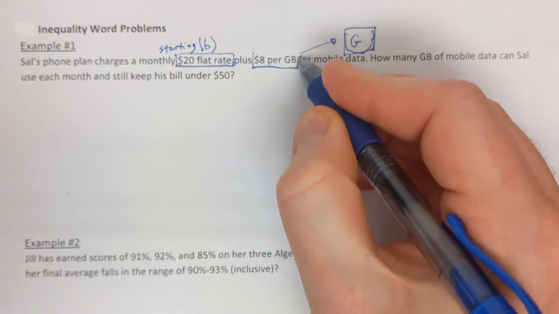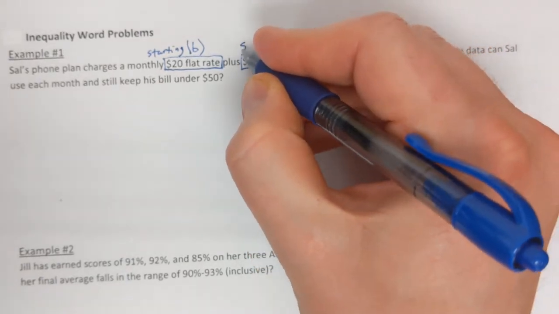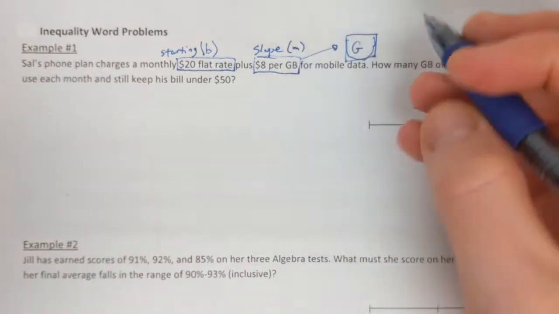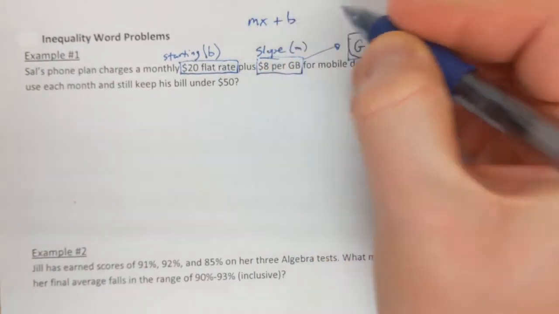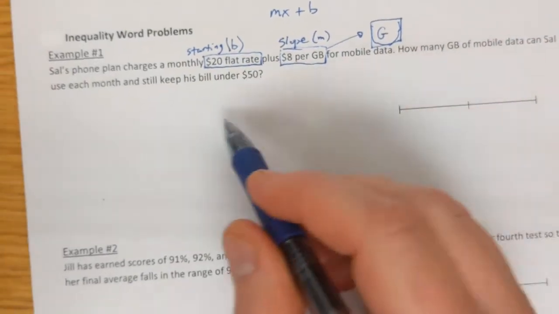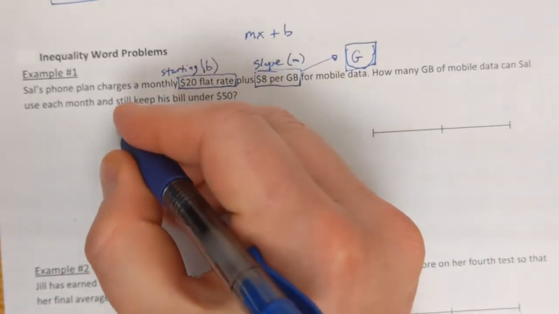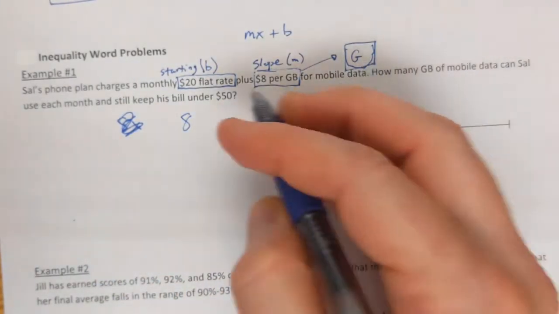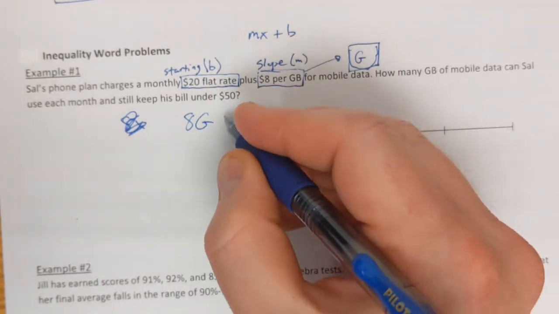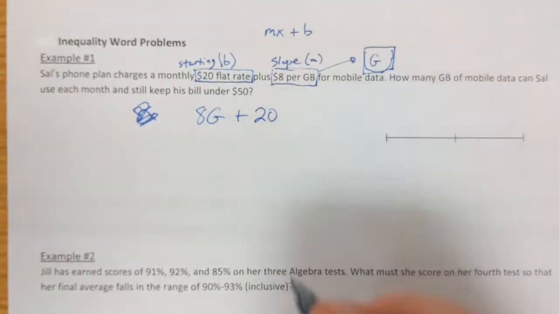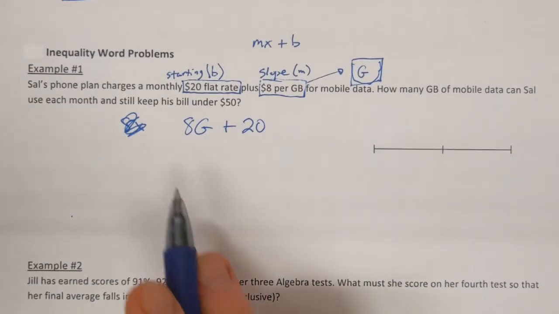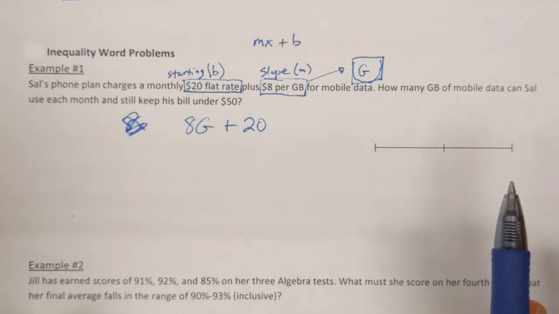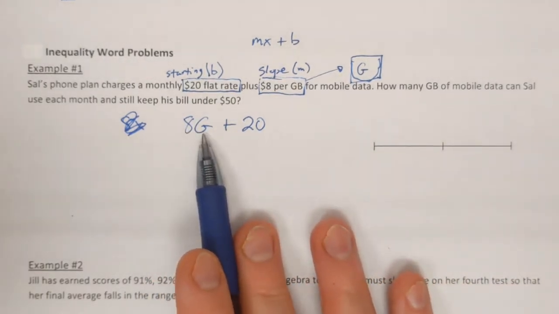Now this $8 per gigabyte, this is like the growth or the slope. This is how much it goes up for every gigabyte. That's called M. So if you think of mx plus b, Sal's phone plan, the way we're going to write this charge is going to be $8 times the number of gigabytes, so 8G, plus whatever the starting value is, whatever the flat rate is, plus 20. So this is how we turn Sal's monthly bill into a formula. You take 8 times the number of gigabytes plus $20.